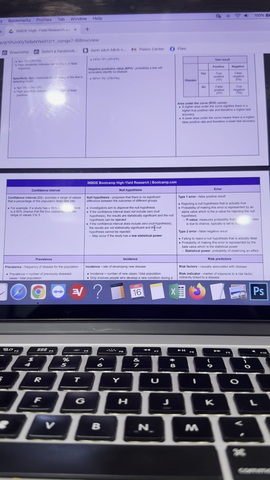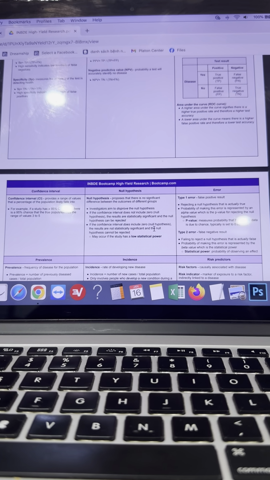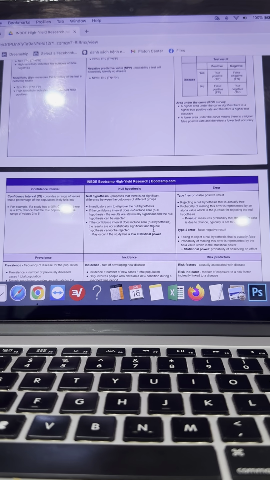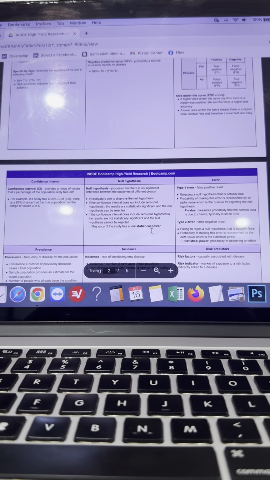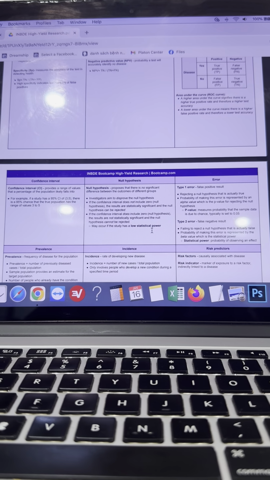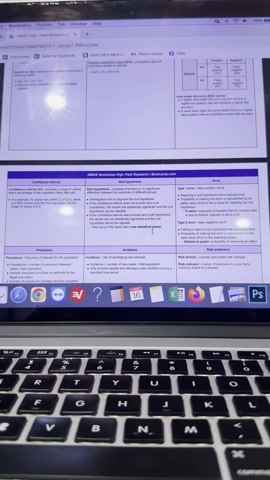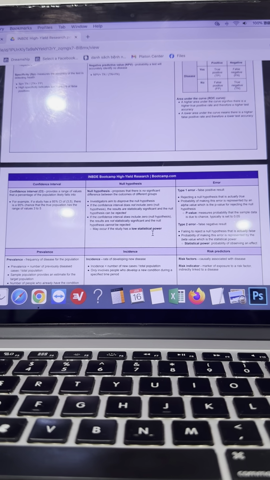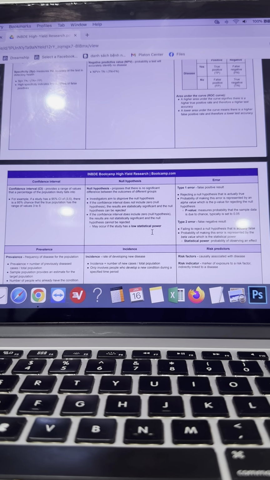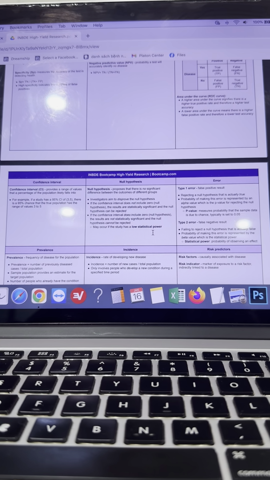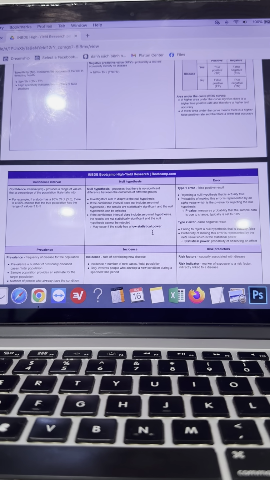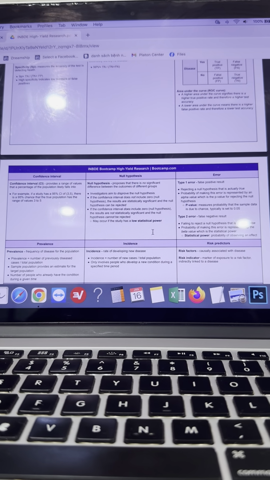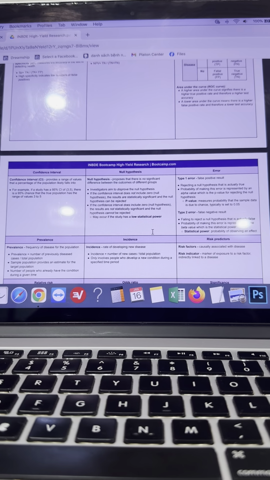The null hypothesis proposes that there is no significant difference between the outcomes of different groups. Investigators aim to disprove the null hypothesis. If the confidence interval does not include zero, the results are statistically significant and the null hypothesis can be rejected. If the confidence interval does include zero, the results are not statistically significant and the null hypothesis cannot be rejected. This may occur if the study has low statistical power.